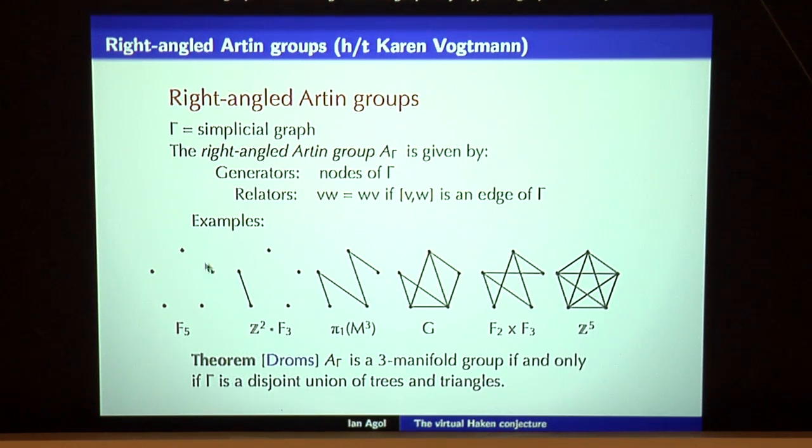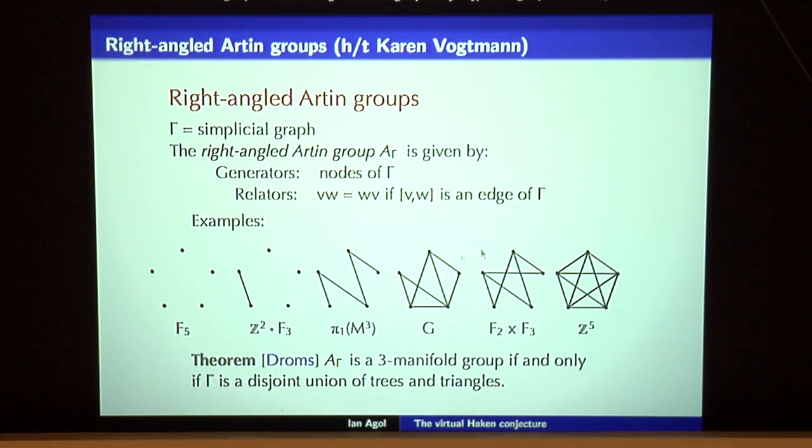So if I take the trivial graph, there are no edges, so there are no relations, and therefore it's just a free group on those generators. If I take the complete graph, then every generator commutes with every other generator, and I just get the free abelian group. So these right-angled Artin groups sort of translate between free groups and free abelian groups. Like here, I get a free product of Z squared and the free group on 3 generators. This one corresponds to the fundamental group of a 3-manifold. This is related to that Olympic rings picture I had.